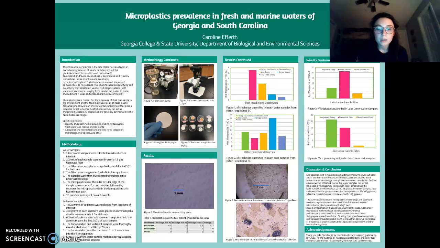Figure E showcases another picture of a microplastic that I found in a sample from Coligny Beach, which is one of the most popular beaches in Hilton Head Island. From Figure 2, you can see from the sediment sample that more microplastics were found at Coligny Beach in the sediment samples than any other beach in Hilton Head. Figure G shows yet another microplastic that I found, this time from Burton Mill Park in Lake Lanier.